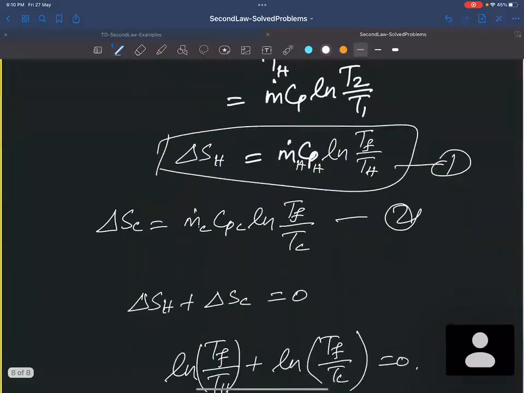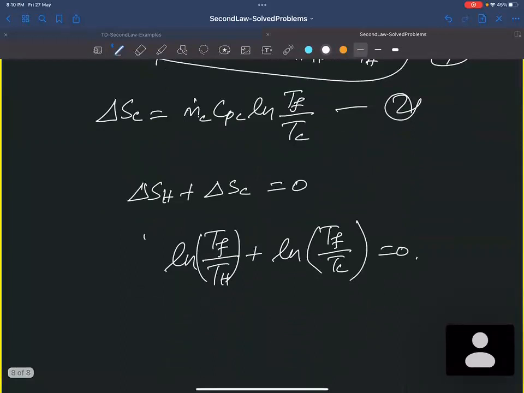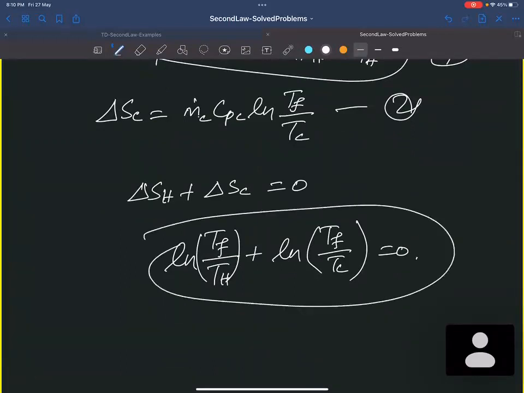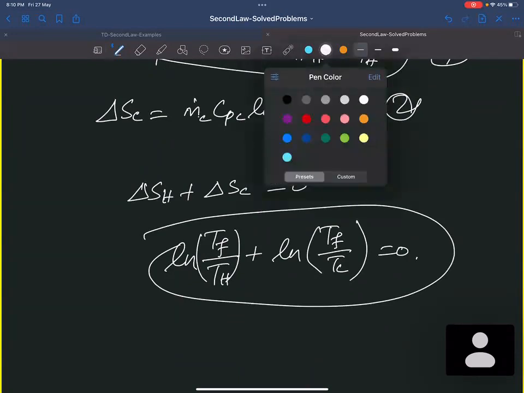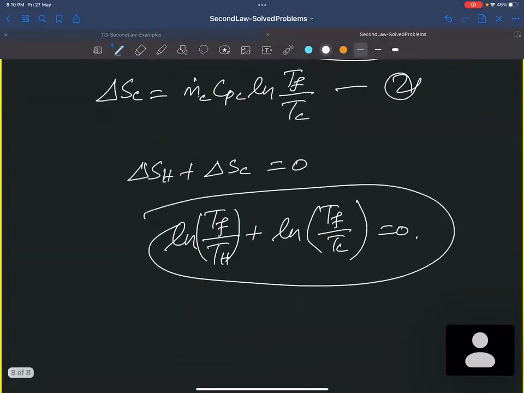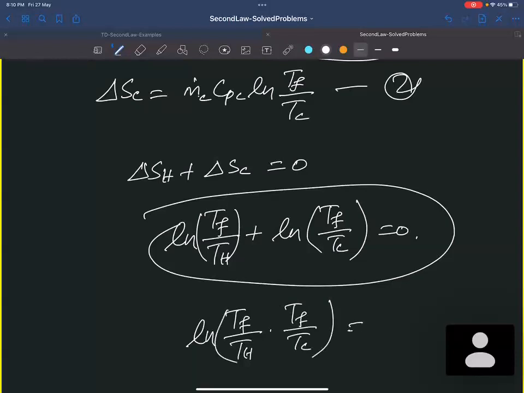So what we are supposed to do? How to write this equation in a reduced form? We'll continue further. So ln of a plus ln of b equal to ln of a times b. So ln of TF by TH into TF by TC, so this is the total, that is equal to 0.